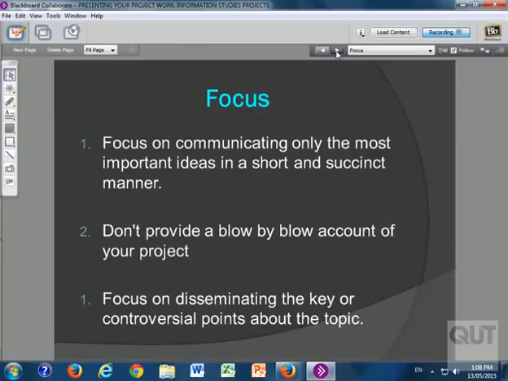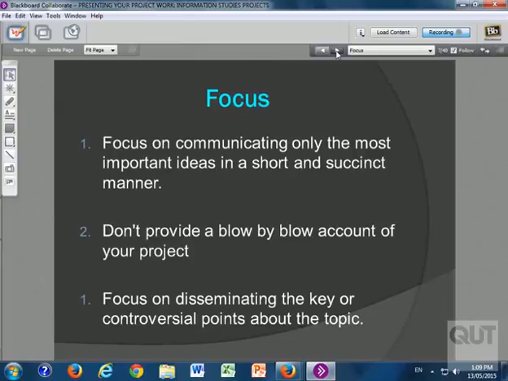Don't provide a blow-by-blow account of your project. That means you don't want to go through it saying, firstly I did this, then I moved on to doing this, then I did this, then after I'd done that I did it. It's very repetitive, it's very dull, it doesn't engage people. So once again, focus on disseminating the key or controversial points about the topic.